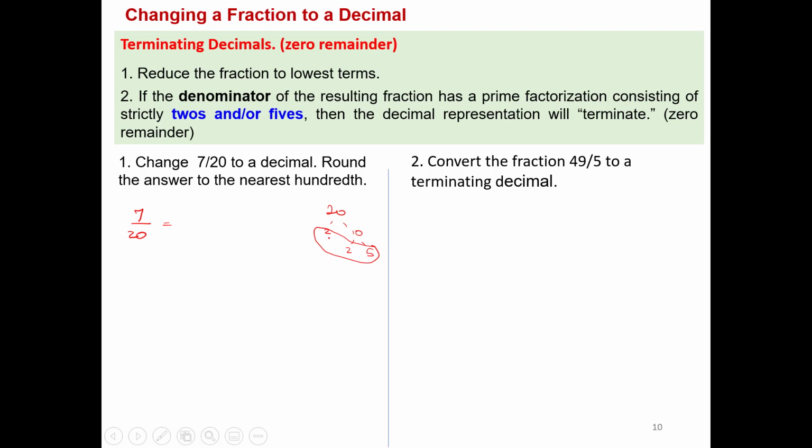Then the remainder must be 0. If we perform this division, the remainder of this division must be 0. Why? Because the prime factorization of the denominator consists only of 2's and 5's. And let's divide.